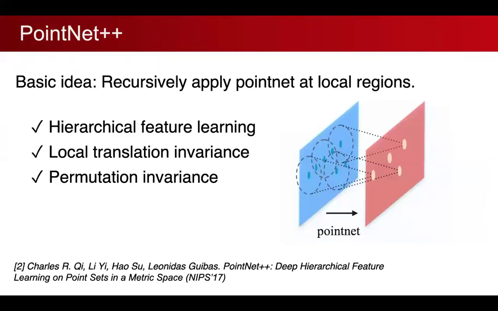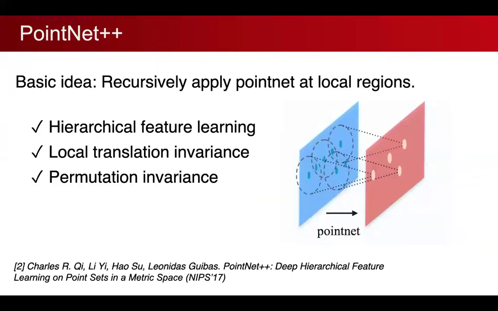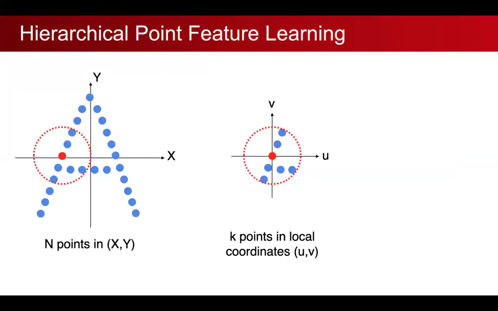So how do we extend PointNet to address these issues and have the same properties as the convolutional neural network? The basic idea is to apply PointNet recursively to local regions. With that, we have, on one hand, hierarchical feature learning and local translation invariance, and we maintain permutation invariance, which is essential to process points. And so now we're going to see how that was developed based on this idea.